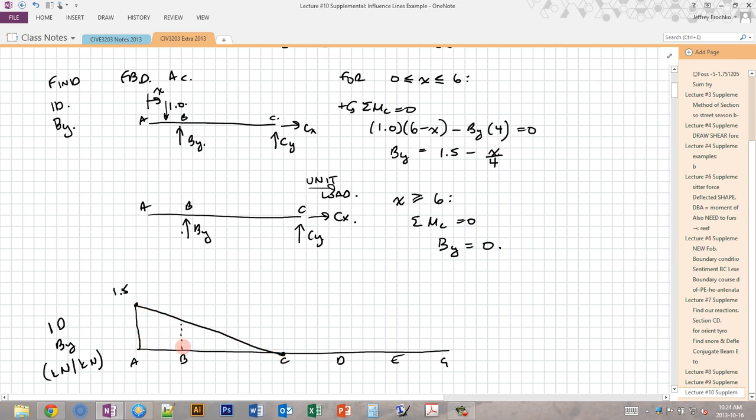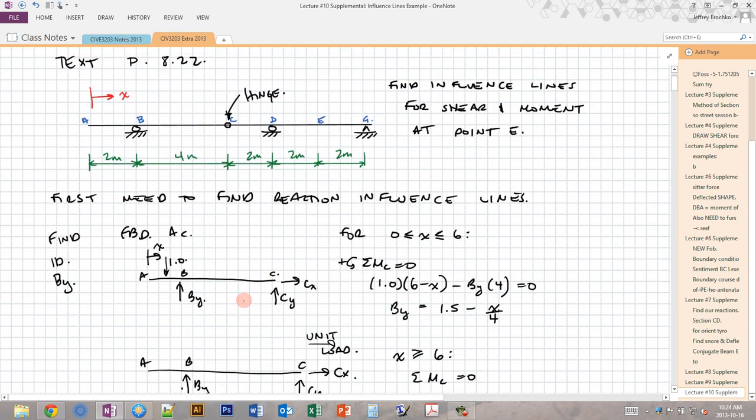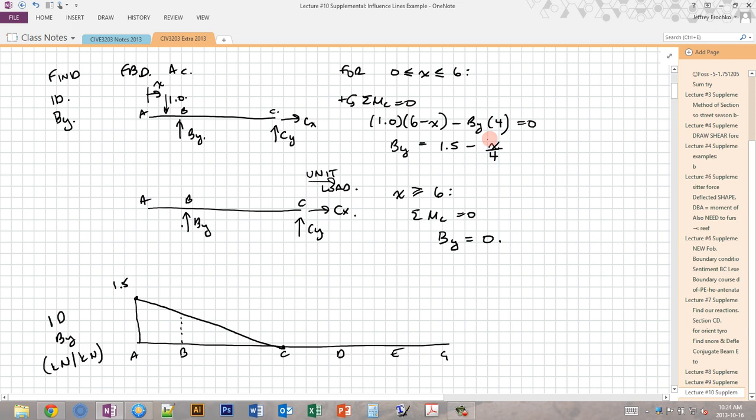Okay, and then we can see at B, so B is at x equals 2 meters. This is 2 meters from the left. So if we put 2 in here, that's 2 over 4, so we have 1.5 minus 0.5, and at B it's 1.0. So this clearly makes sense, because when that unit load is directly above BY, then all of the unit load force goes directly into the reaction and doesn't end up going anywhere else. So the force in the reaction at B is going to be 1 when the unit load is directly above it. When the unit load is out here at point A, then the load in BY is a little bit higher, 1.5.